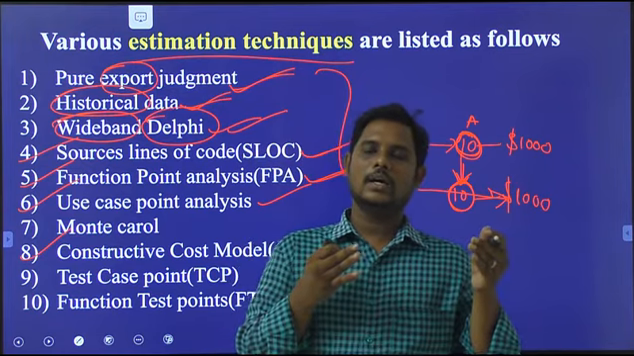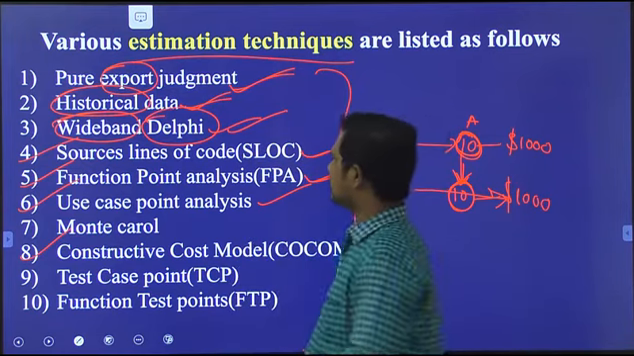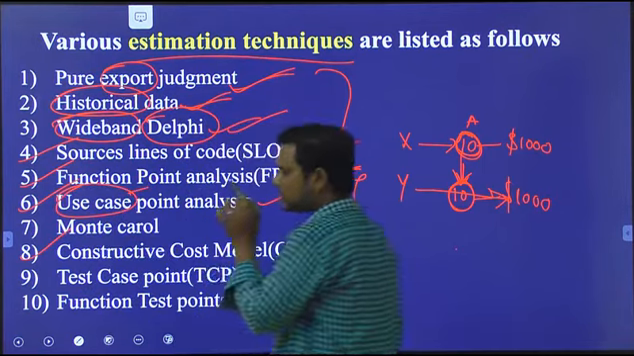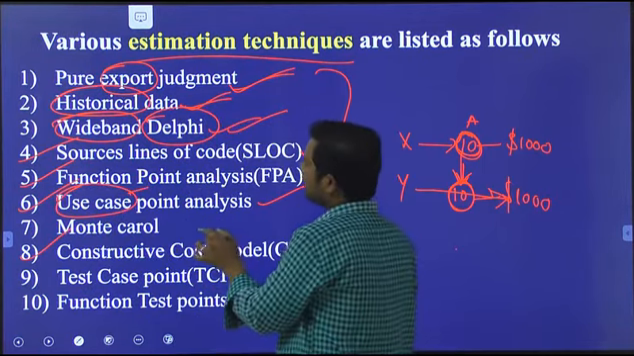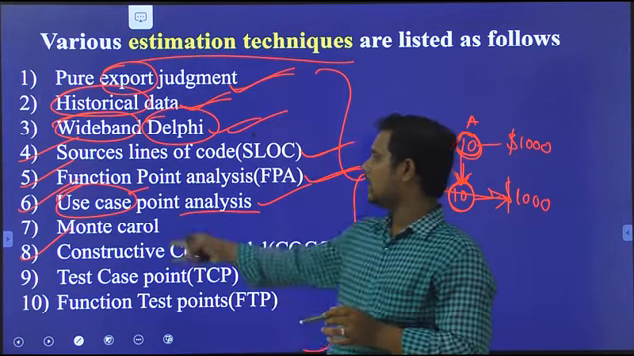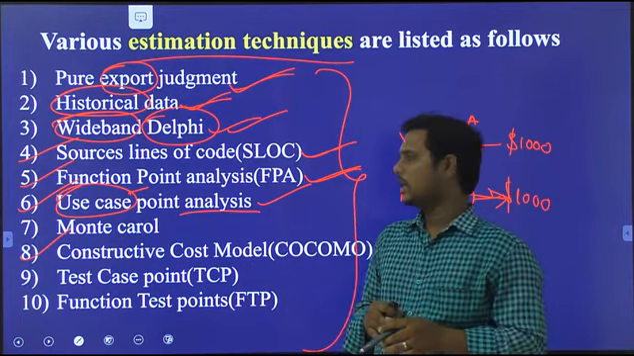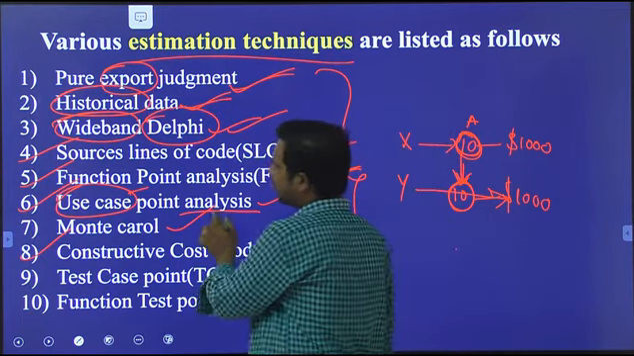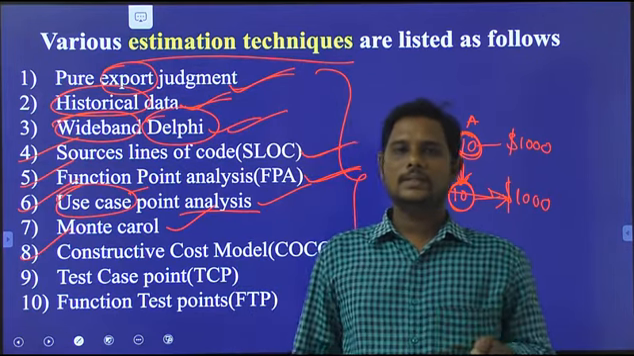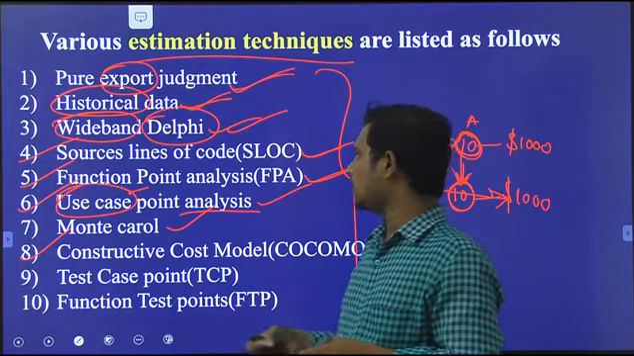So based on the use case technique, we estimate how much cost it is based on the use cases. It is called use case point analysis. Next, the Monte Carlo technique. It is also used for web-based projects, and we can estimate easily with the Monte Carlo method.